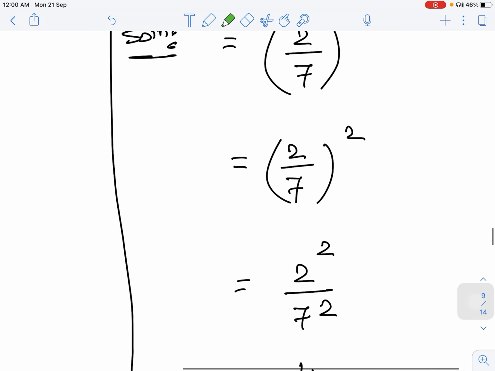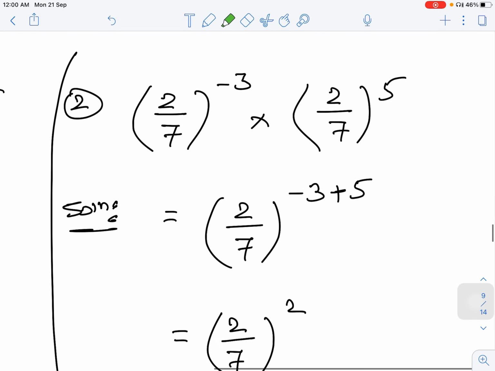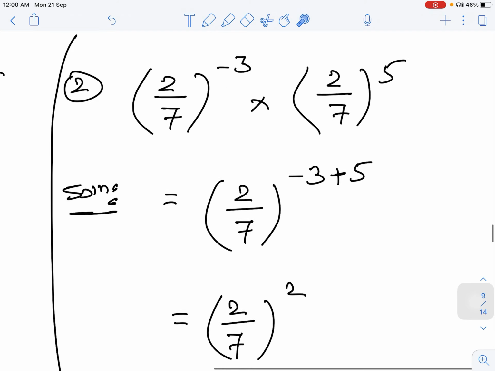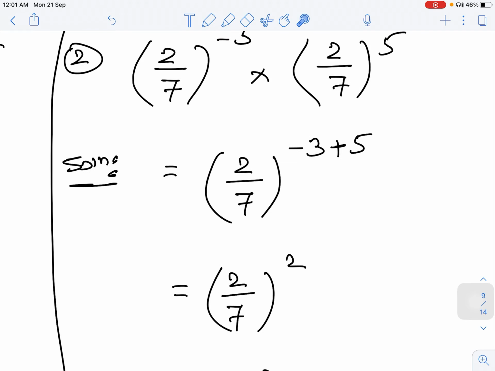Let us consider one more example on this second property or this next law. Now, here it is given that 2 upon 7 raised to minus 3 multiplied by again 2 upon 7 but with different power, that is 5. Now here two numbers are having same base and different powers. They are multiplying each other. So what we have to do? Again same rule, we will add these powers. So we have written here 2 upon 7 raised to minus 3 plus 5.